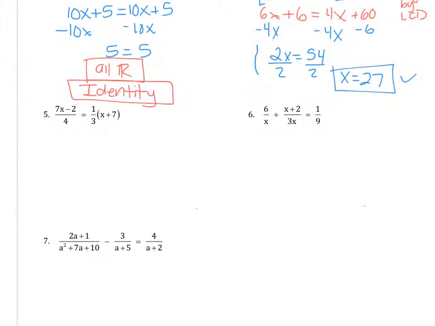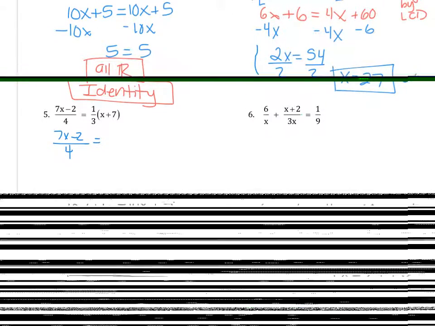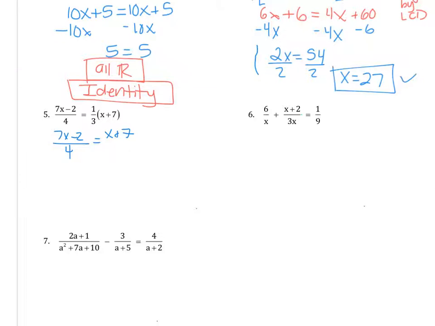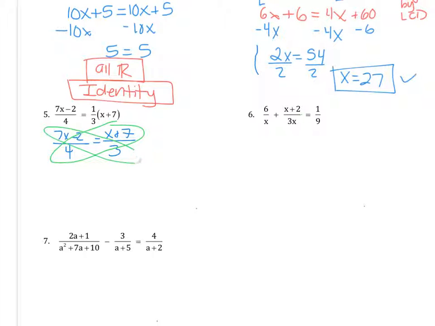Okay, question 5. We can also start by rewriting this. There's a few ways that you can do this one. I'm going to start by just writing it 7x minus 2 over 4 equals x plus 7 over 3. The reason that I'm doing this is because now this turns into a cross multiply problem.